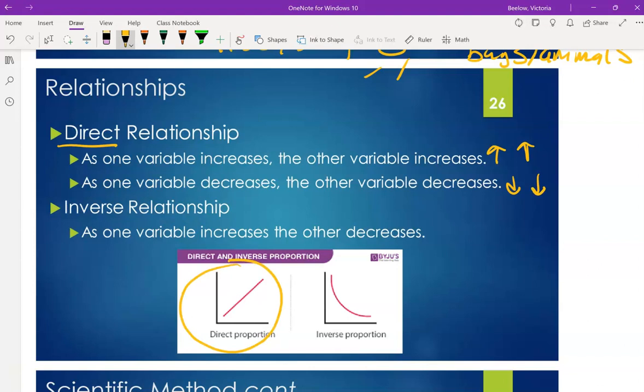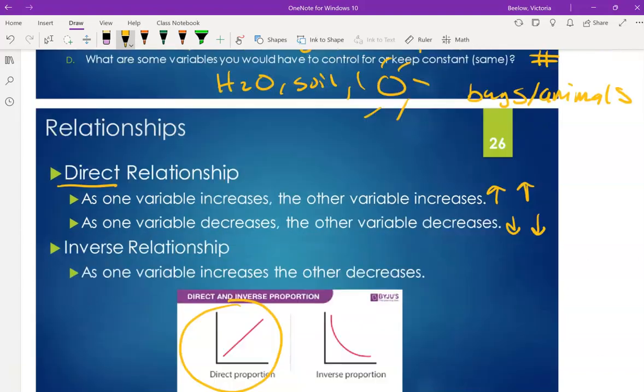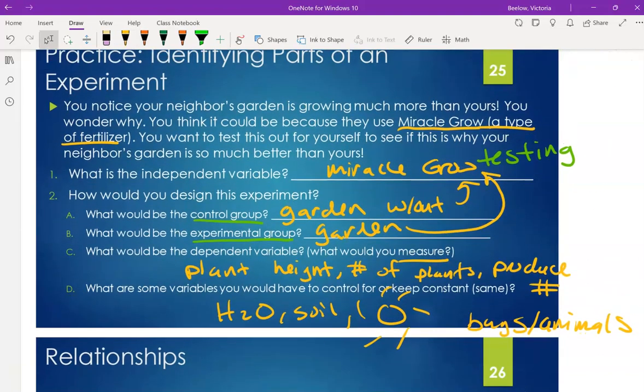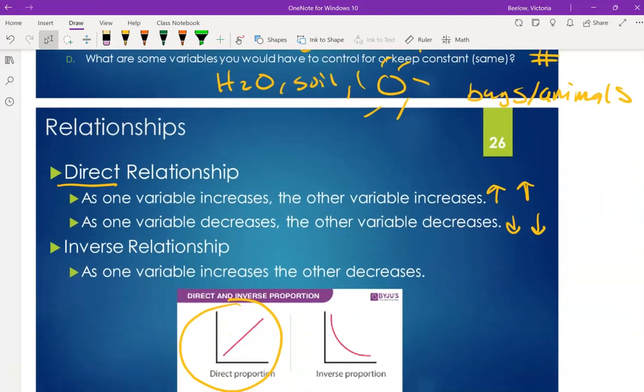So for example, maybe within that experiment with the fertilizer, you vary the amount of fertilizer. So maybe you're finding if you use more fertilizer, then you're seeing an increase in plant growth. That would be an example of a direct relationship, okay?